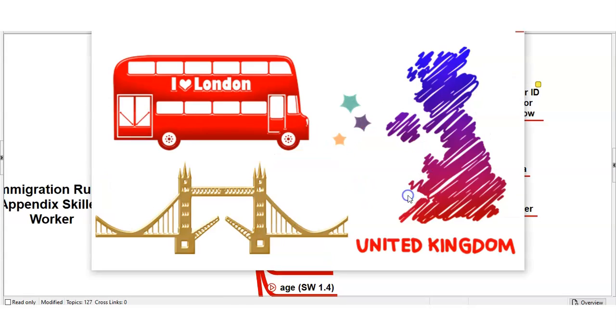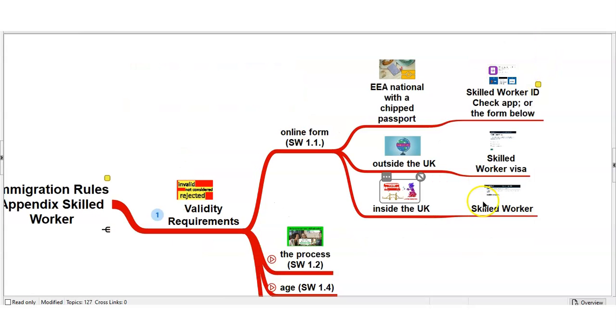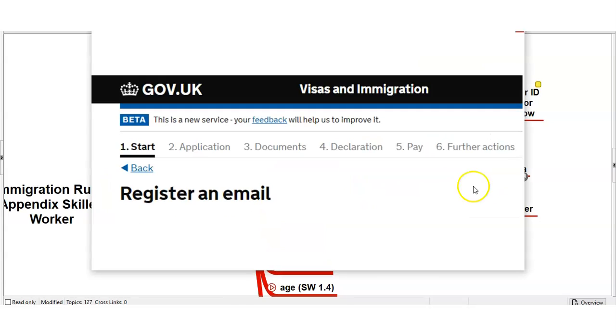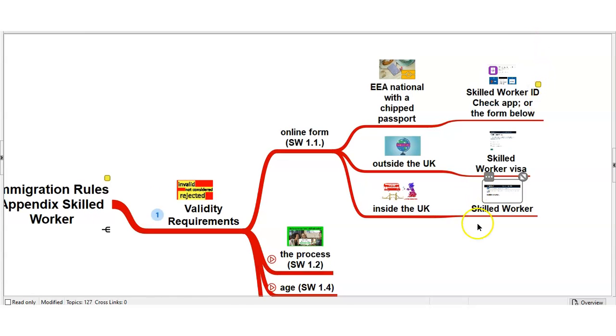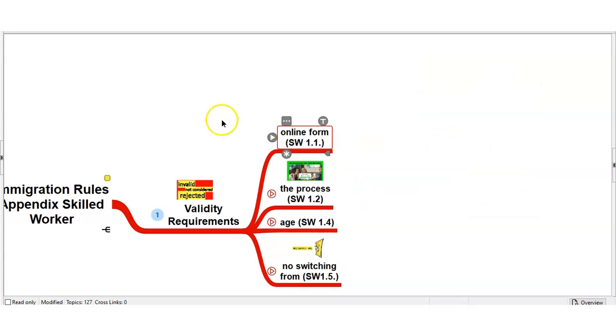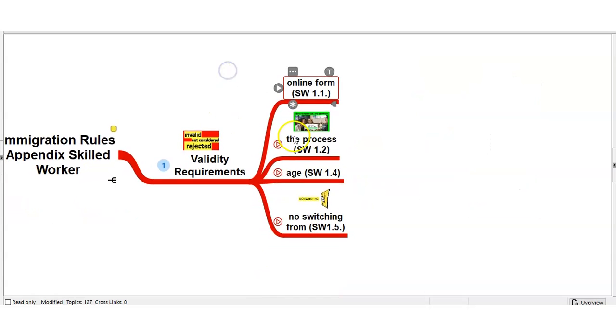And if you are already in the UK, so if you're applying for what they now call permission to stay here in the UK, then you will need to use another form. And this is again an online form, which is called the application form for the skilled worker. So this is as far as the online application forms are concerned.